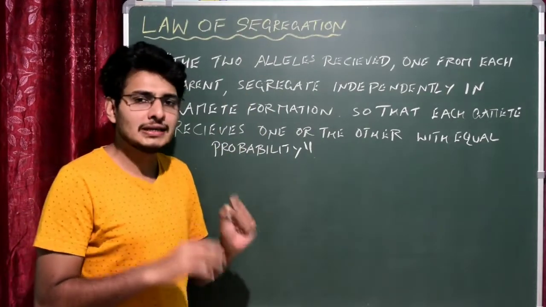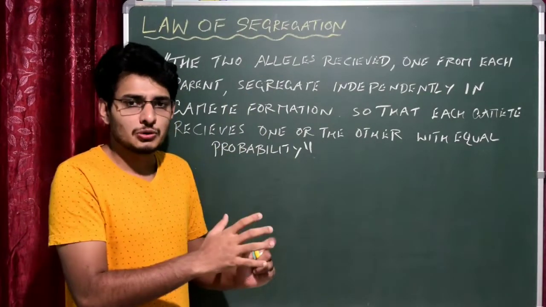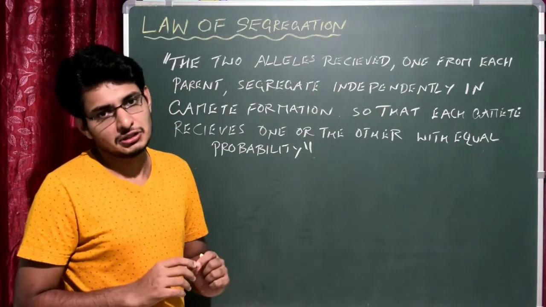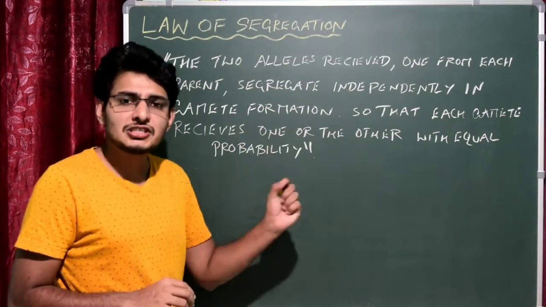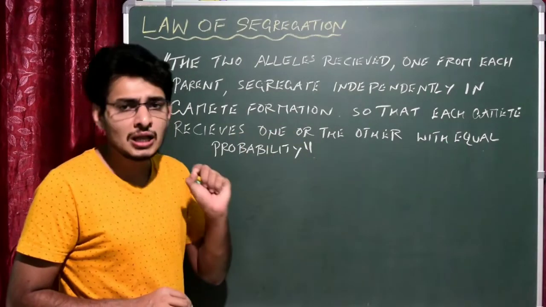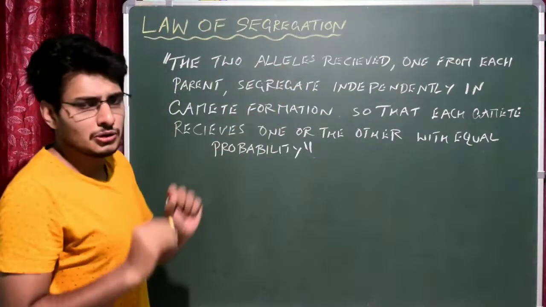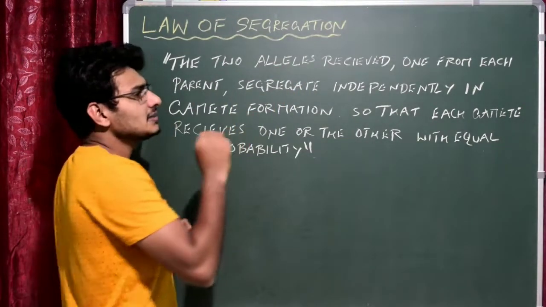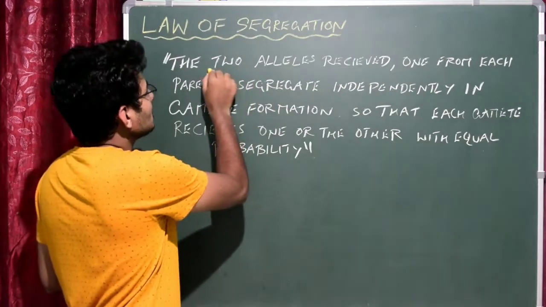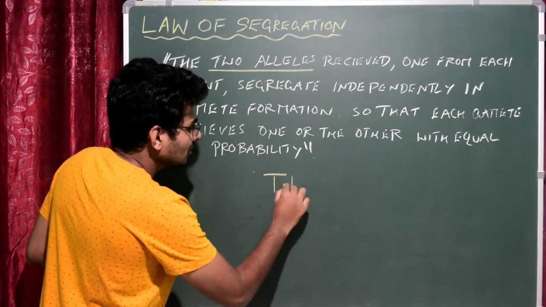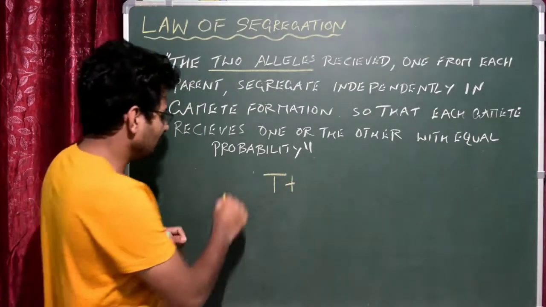According to this law, the two alleles received, one from each parent, segregate independently in gamete formation, so that each gamete receives one or the other with equal probability. Let us see that first. The two alleles received. We take one example here, the F1 generation. I am going to write the two alleles here. I am going to consider the heterozygous tall plant from the F1 generation.